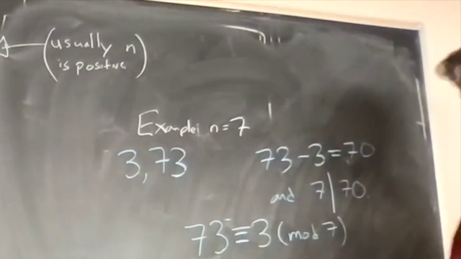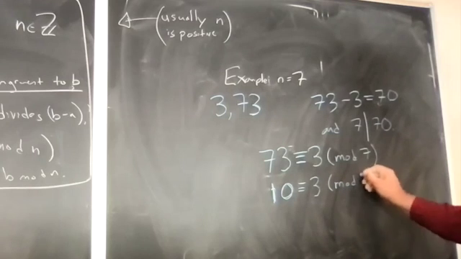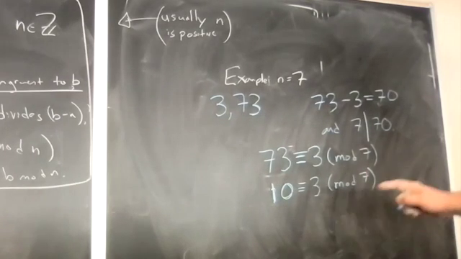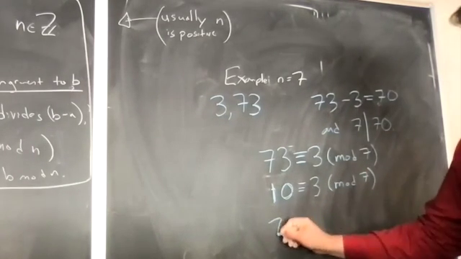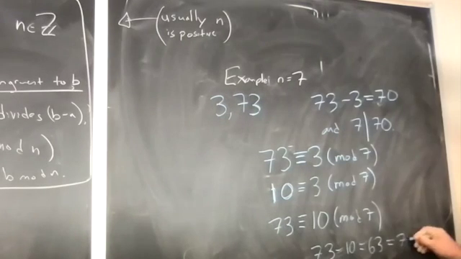What's another number that's congruent to 3 mod 7? We have that 10 is congruent to 3 mod 7. Is this, well, wait a minute. Is 73 congruent to 10 mod 7? Yes. Well, yes, we have 73 minus 10, which is 7 times 9.